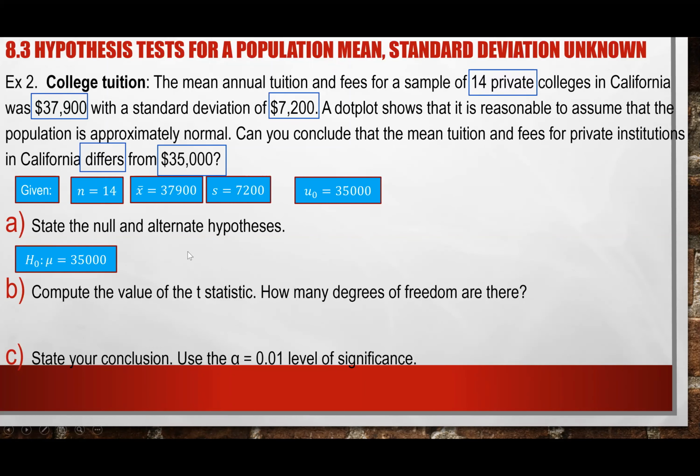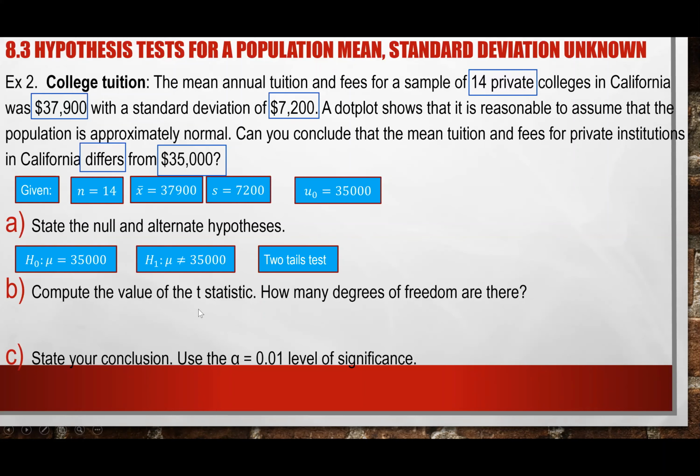That tells us that it's a two-tail test, which is not equal to, right? Not equal to tells us two-tail. So that is your hypothesis, right? State your hypothesis.